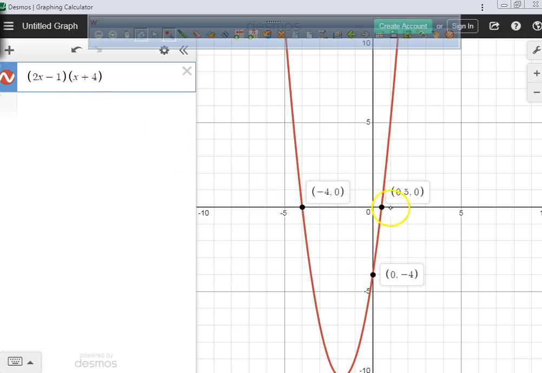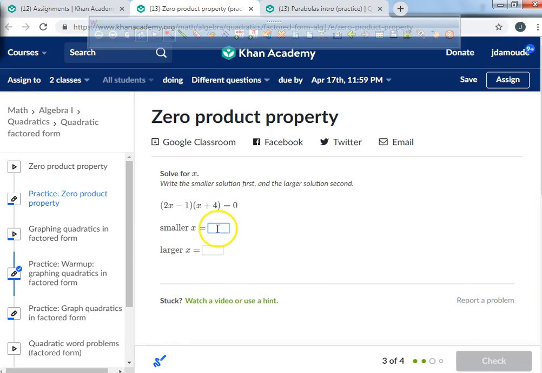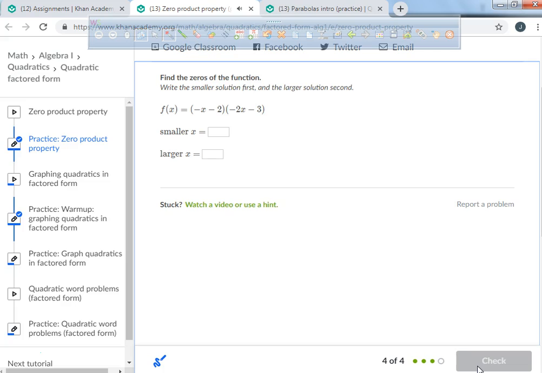All we need is this 0 and this 0. So what do we have to do here? I have to type in a negative 4, and I've got to type in a 0.5. So we go over here. I'm going to type in a negative 4 because negative 4 is smaller than a half. Now you could type in a half or you could type in 0.5. I like fractions. So we'll do one more.